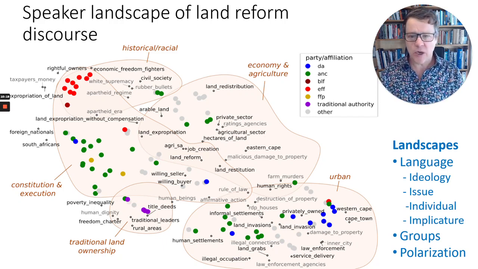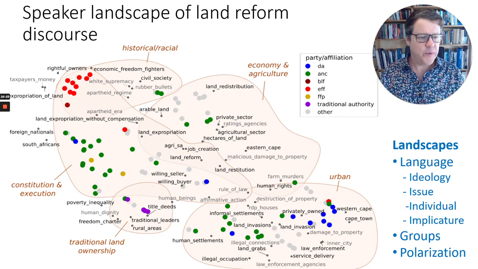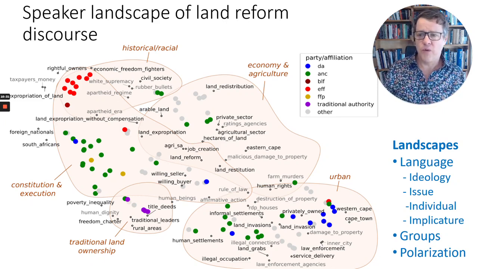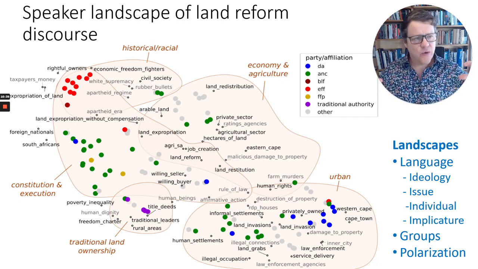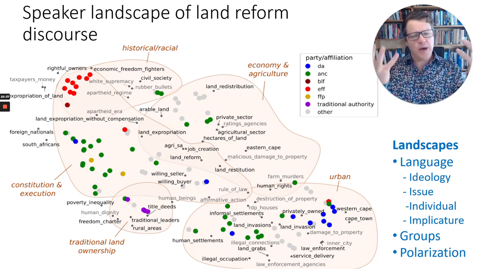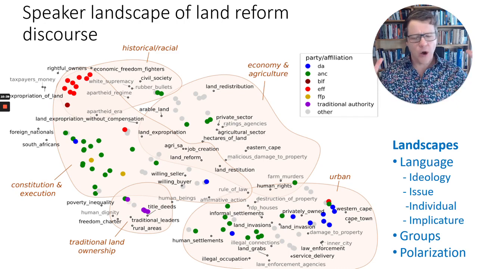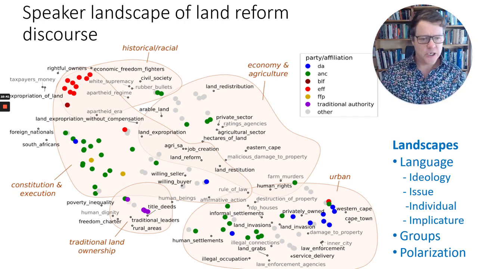And so we can see there's a whole lot of linguistic features that are absolutely clear from the speaker landscape. The ideological differences, there's issue differences. On the bottom right, the DA are interested in urban contexts of informal settlements. On the top left, the EFF are interested in restoring the land of Africa back to Africans. It's a much more global issue.